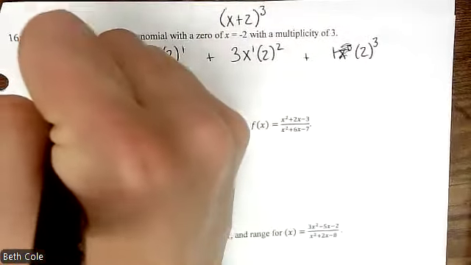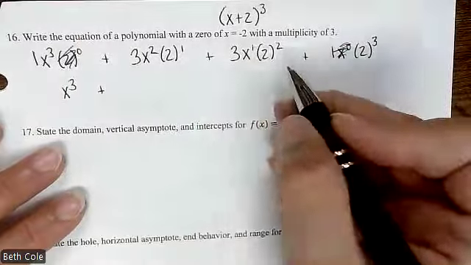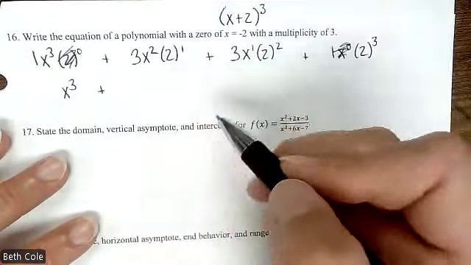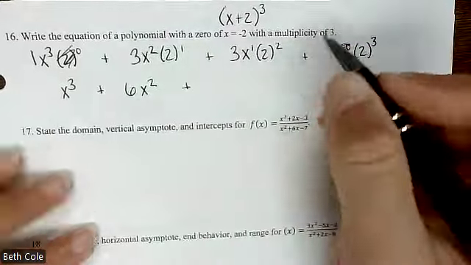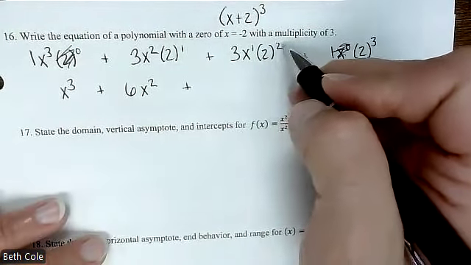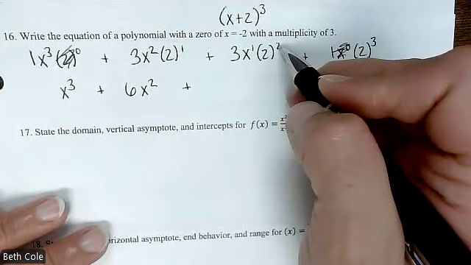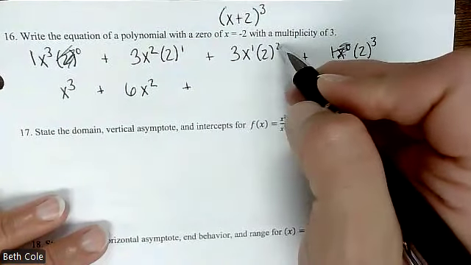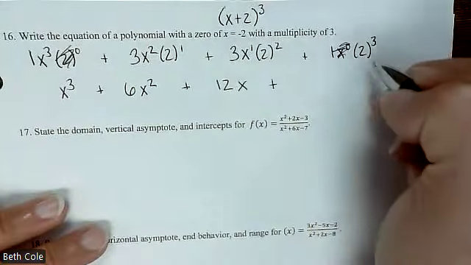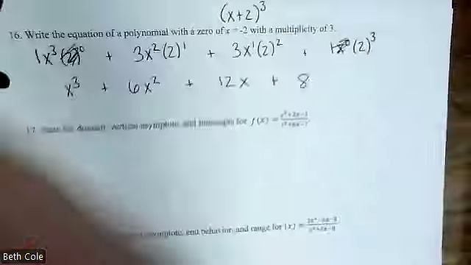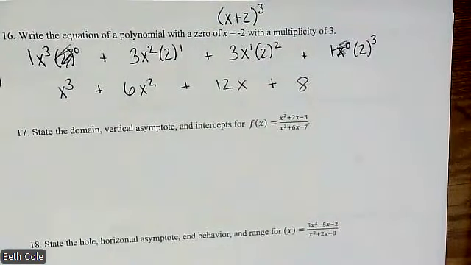But let's just write it out. We're going to have x to the 3rd plus what would this give us? Yep, 6x squared plus, make sure you do your exponent first. So good, 2 squared is 4 times 3 is 12x. And then 2 cubed is 8. Thank you for not saying 6. I appreciate you.